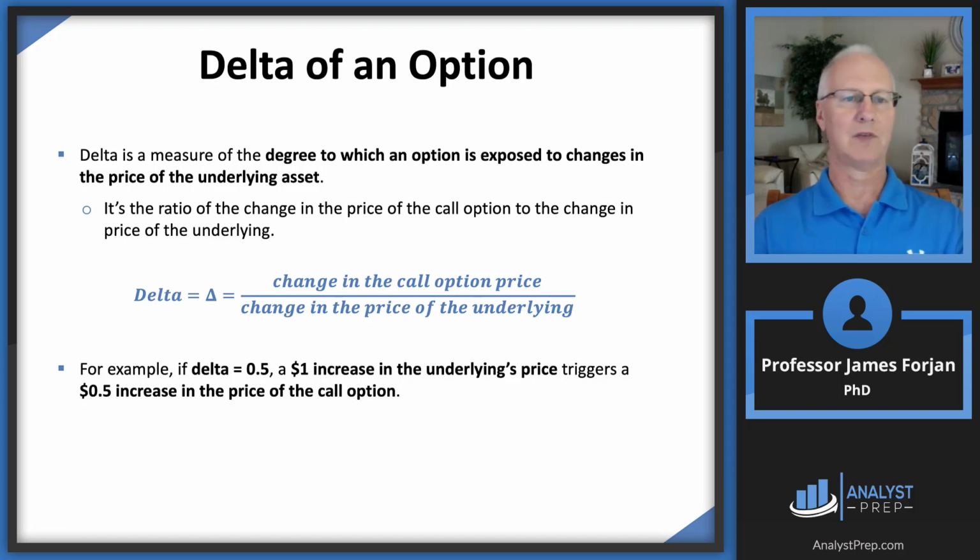So look at my last bullet point there. If a delta is 0.5, a $1 increase in the underlying price will trigger a 50-cent increase in the price of a call option. You see how cool the Black-Scholes-Merton option pricing model is, because not only does it allow us to price an option, but it gives us measures of sensitivities. And we've been doing sensitivities for a long series of chapters here.